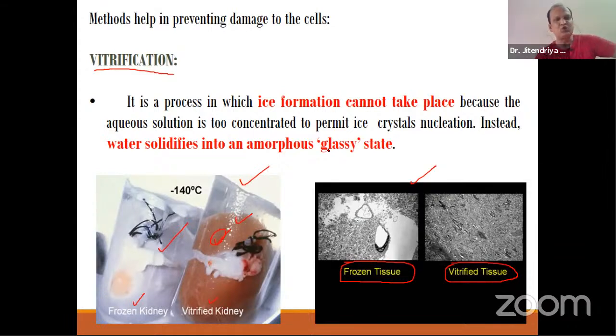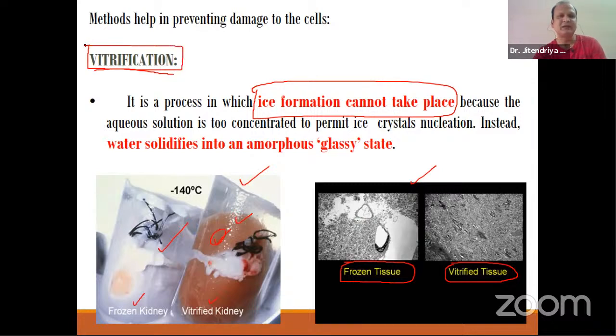Vitrification means a slow freezing process. That is required, or we can say it is a process in which ice formation cannot take place. So during cryopreservation, if we can achieve this condition, then there is a major chance that the vitrified muscles or any type of plant tissue can survive in a better way.